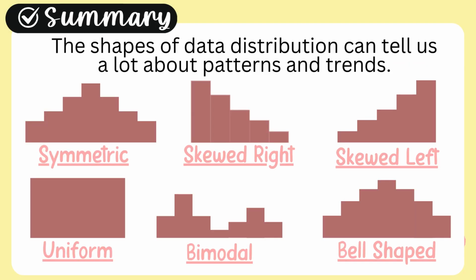So to summarize, the shapes of data distributions can tell us a lot about patterns and trends. We have symmetric, skewed right, skewed left, uniform, bimodal, and bell-shaped.